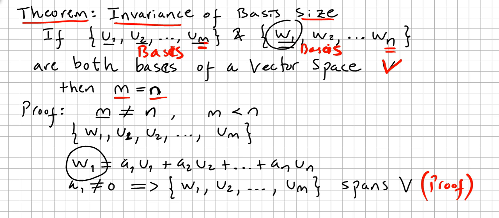Let us speak without loss of generality. Let us say that it is a1 that is not zero. So if a1 is not zero, taking u1 out and replacing u1 by w1, a vector spanned, this spans V. If you have any problem with this, you can check up, the proof is really easy for this. So the whole idea is w1 is one vector spanned by the basis, so you can take one of the vectors and put here the w1.